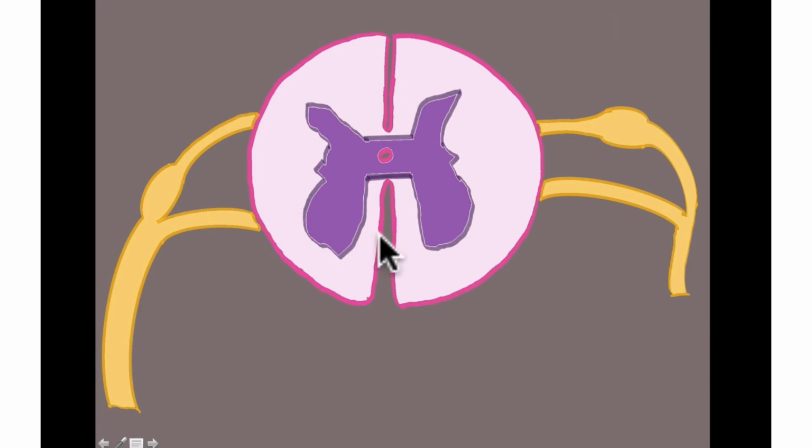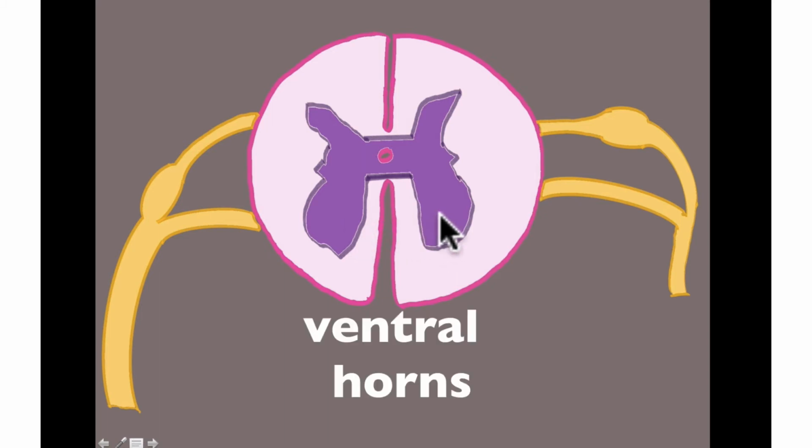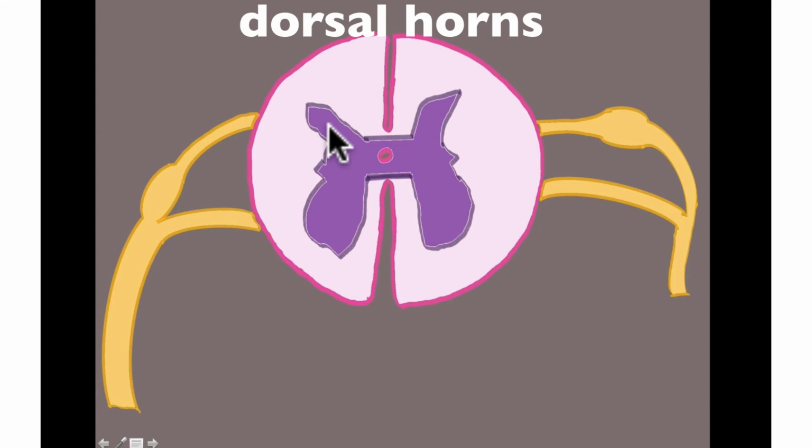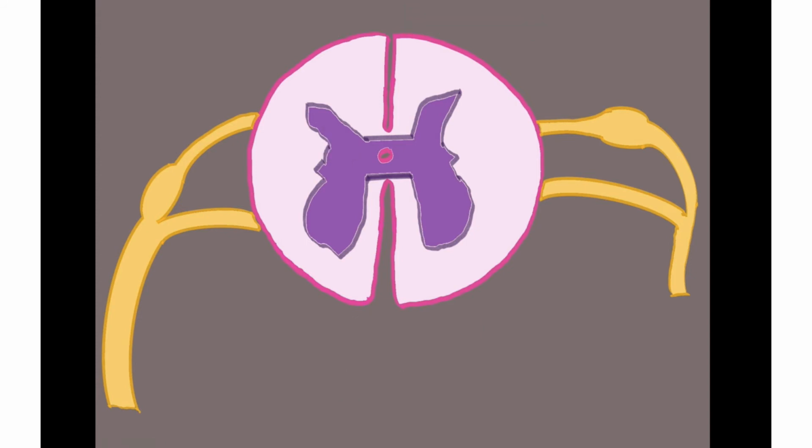These structures right here are known as the ventral horns. These are the dorsal horns. The dorsal horns are where sensory neurons are going to terminate, and it's also going to be where dendrites for interneurons are going to be located.